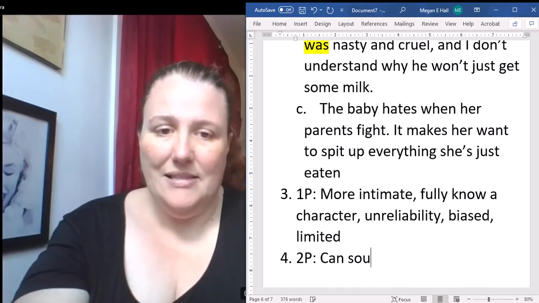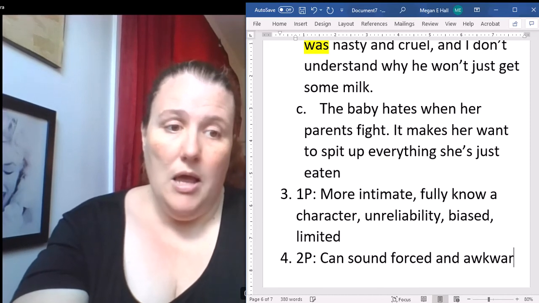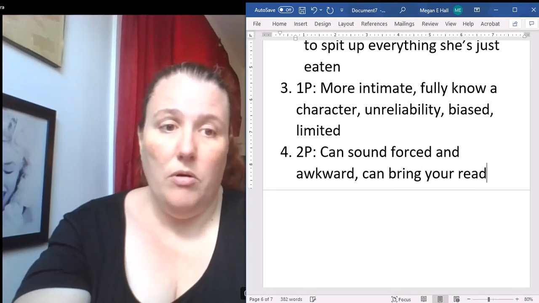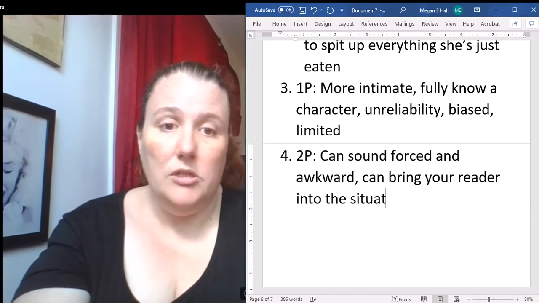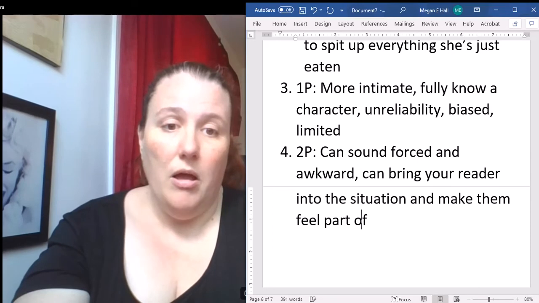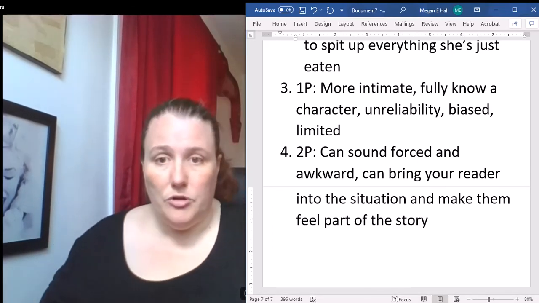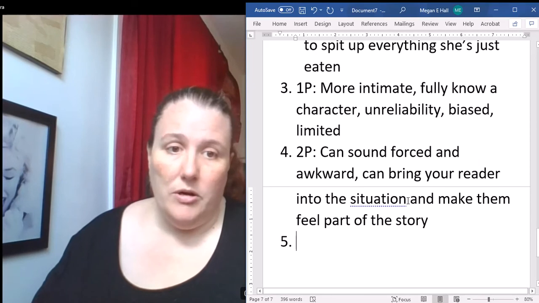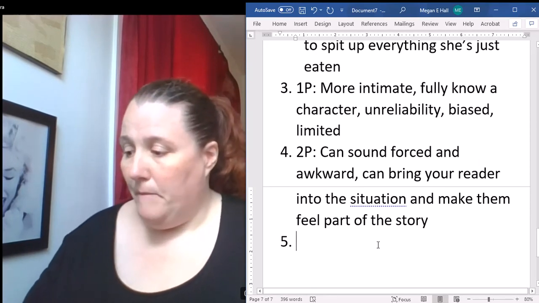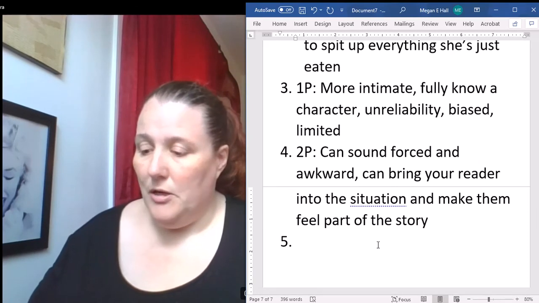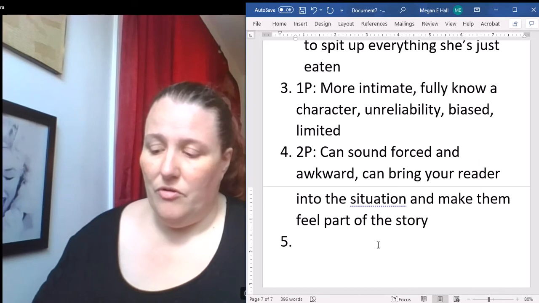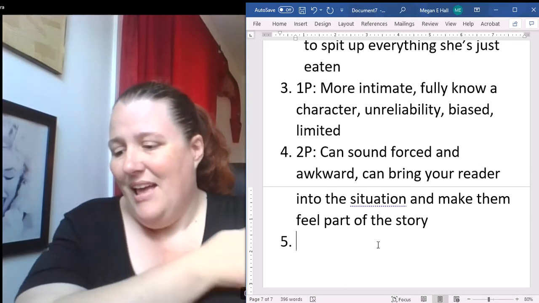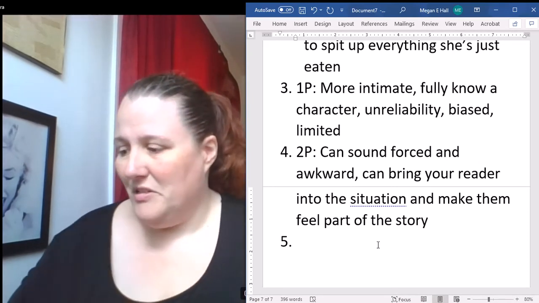Second person can sound forced and awkward. But it can bring your reader into the situation and make them feel part of the story. The difficulty is that second person can bring people in or it can turn people off. That's the two sides of that coin. Again, I wouldn't make that the whole book, but it certainly is an idea. I know somebody who was working on an erotic novel told entirely from second person, and I was like, that could either really go well or be horrible, depending. I don't know if she ever wrote it, but that would be interesting to find out.